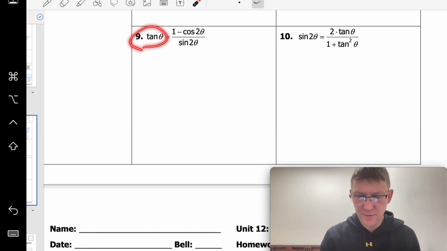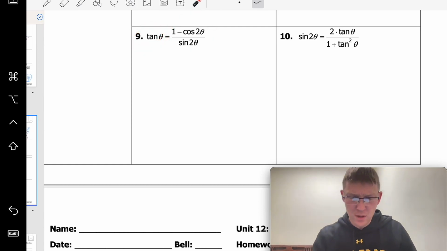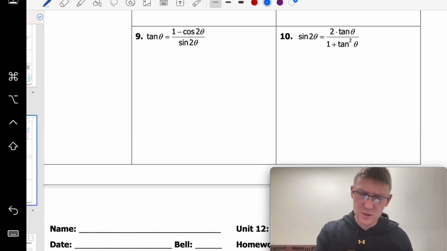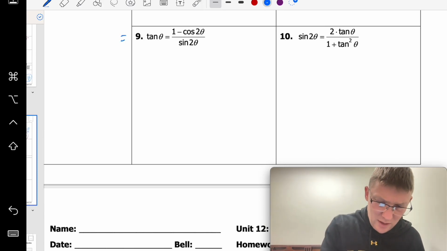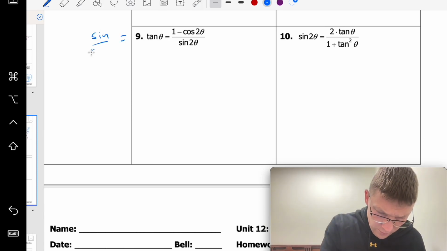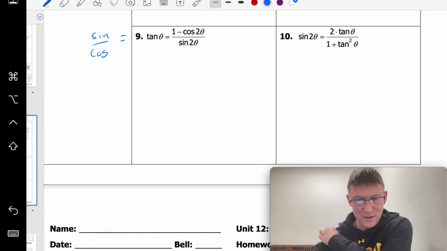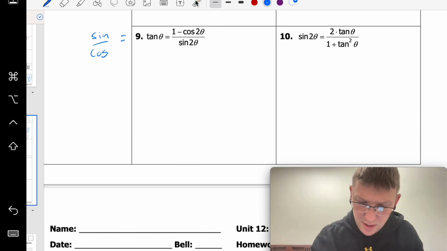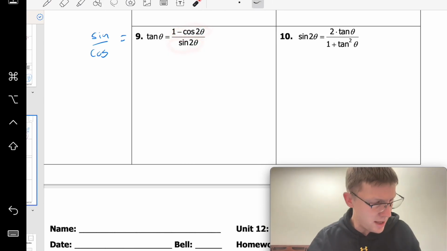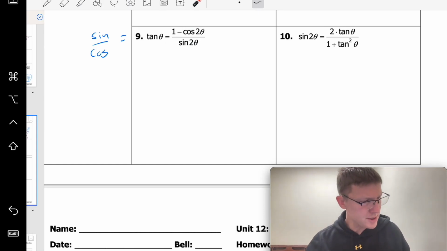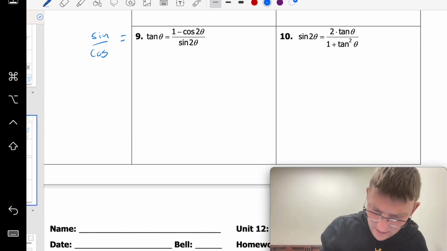Okay, looking at number 9. So we've got tangent of theta equals this stuff. So generally, you take the more complicated side and you reduce it, and that's what I'm going to do. But just remember that tangent is equal to sine over cosine. So that's kind of my goal, is to get to that part. Okay, so then looking at these two things, we've got double angles. So I'm looking at my double angle identities. Cosine of 2 theta, there's a lot of options there. Sine of 2 theta, there's only one option, so that's at least what we're going to have to do.